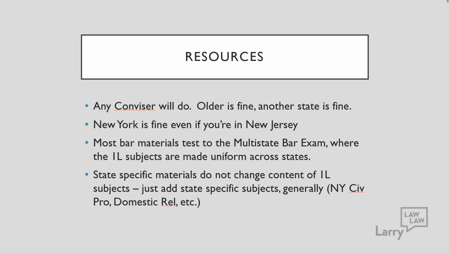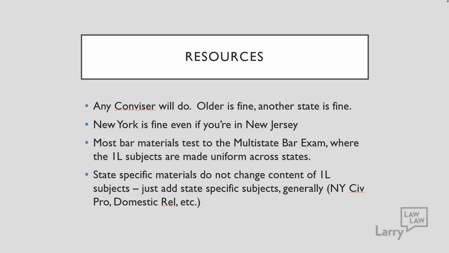Now, where do you get these? A lot of the time you can simply buy a commercial outline. Emanuel's or Gilbert's is the common choice, and there's a particular book for each subject: torts, contracts, property. You can also do what's called a Conviser mini review. These are not new books. These are sold by Barbri as part of the bar package, but you can get an older one on eBay or Amazon, and they'll very often have all of the 1L subjects, because all of the 1L subjects are tested on the multistate bar exam.